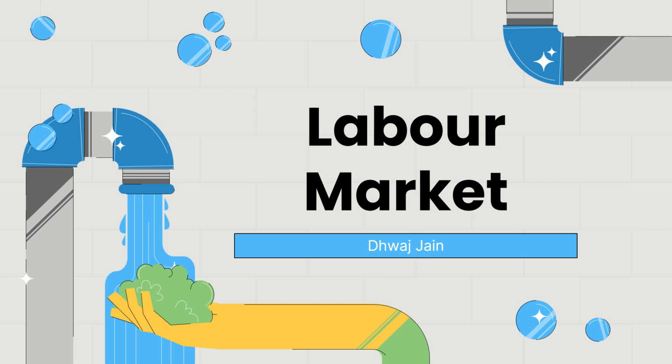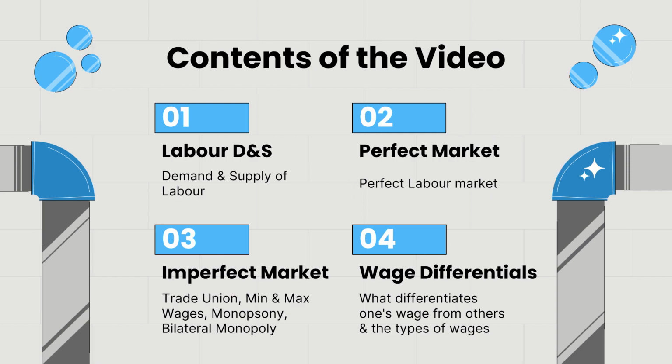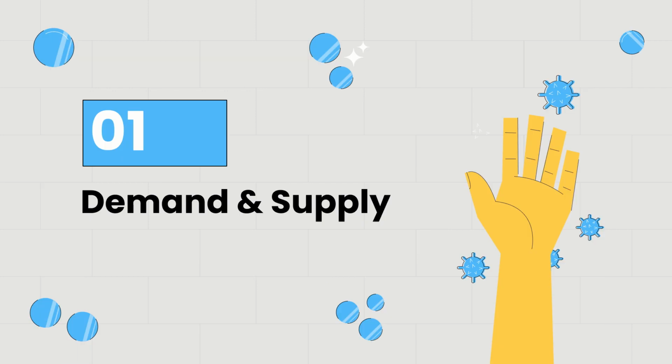Today I'm here with a new video on a really important topic, labor market. So let's just get into it. In this chapter, we're going to learn about the demand and supply of labor, the perfect market, imperfect market, and the wage differentials. But today in this video, we are going to cover the labor market, demand and supply.